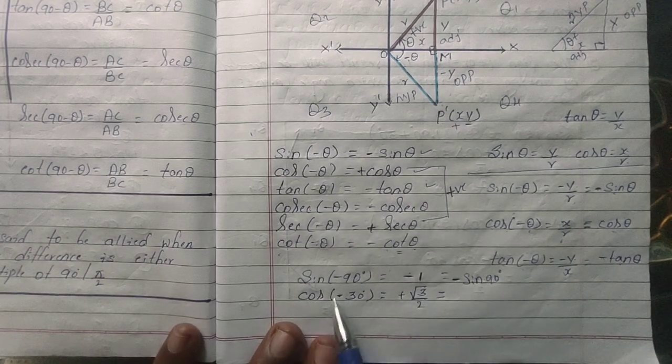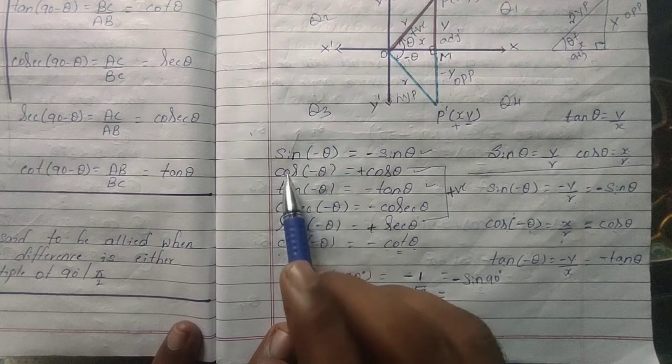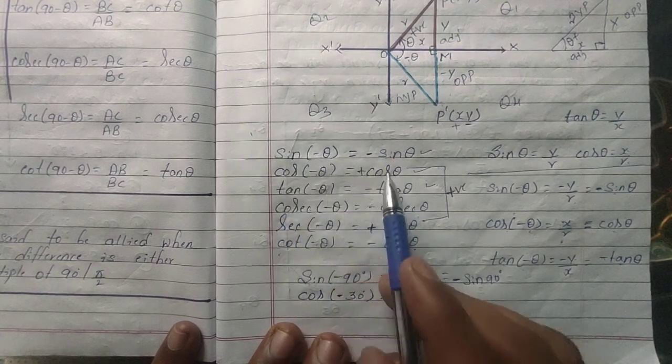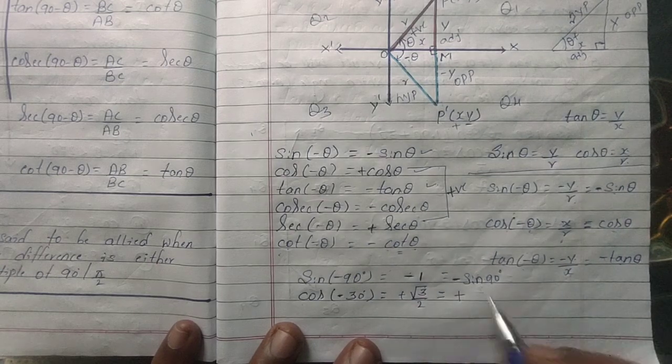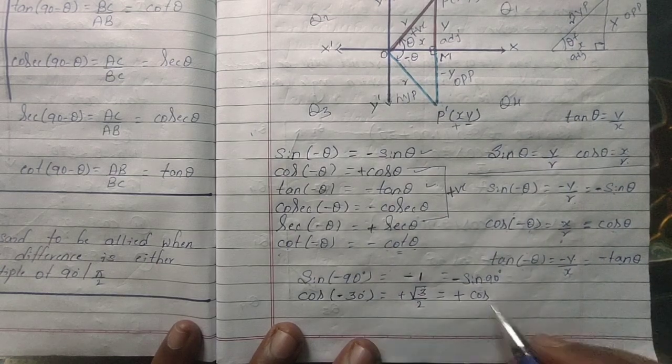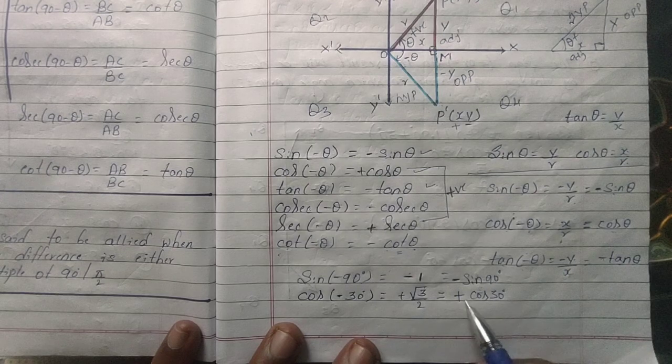Next, cos of minus 30. Here theta is negative. Theta is negative means cos of minus theta becomes plus cos theta. So plus cos 30. The plus stays as it is.